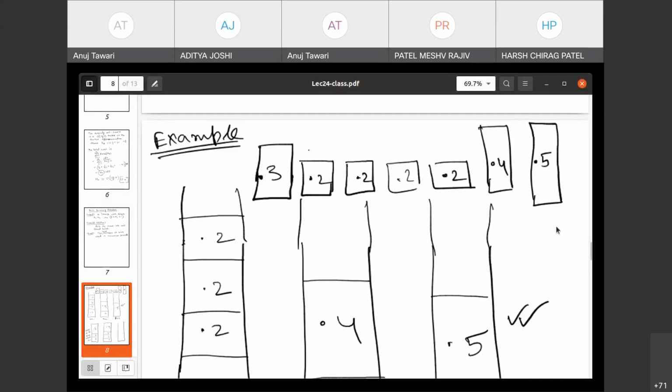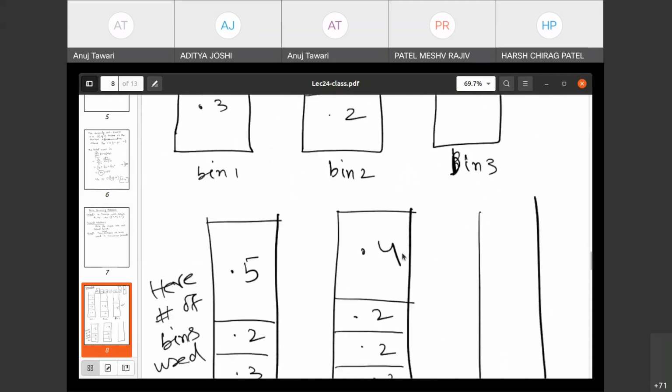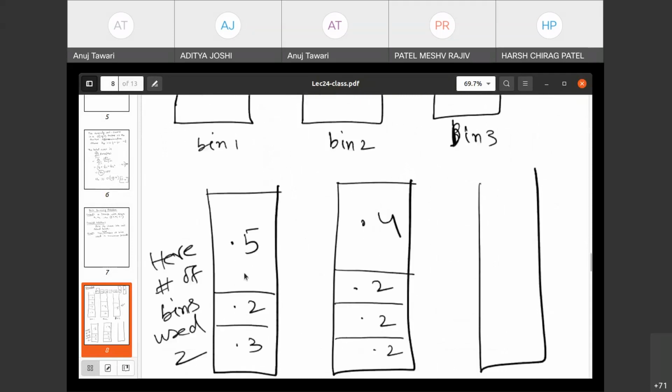So one idea was that we try to find such a subset whose total sum is 1, and then just put it in an individual bin. In this case, we can indeed find such a subset, but in the general case, it may not always be possible. For instance, we could find this subset 0.5, 0.2, 0.3, and the remaining items will go in the other bin.